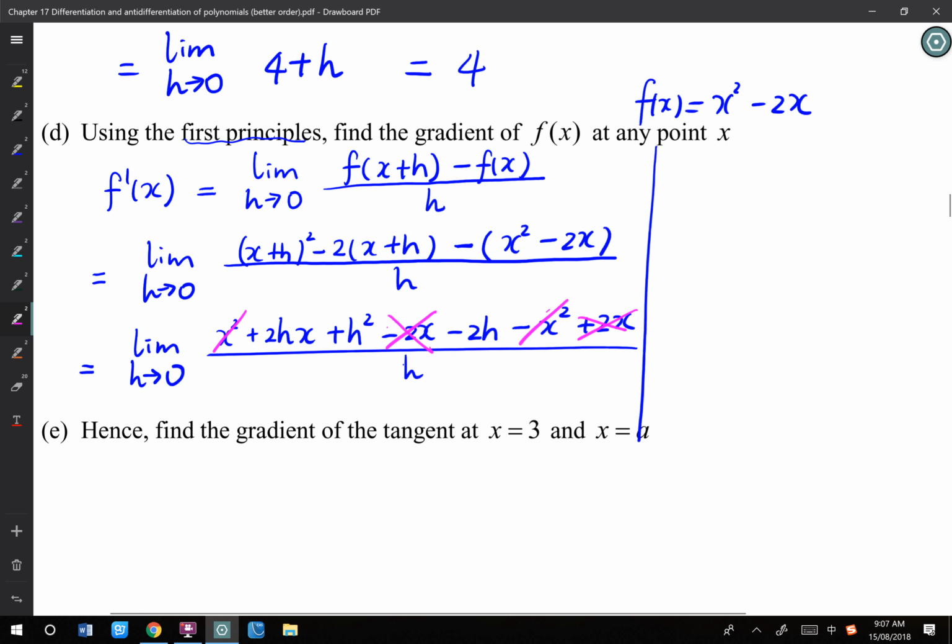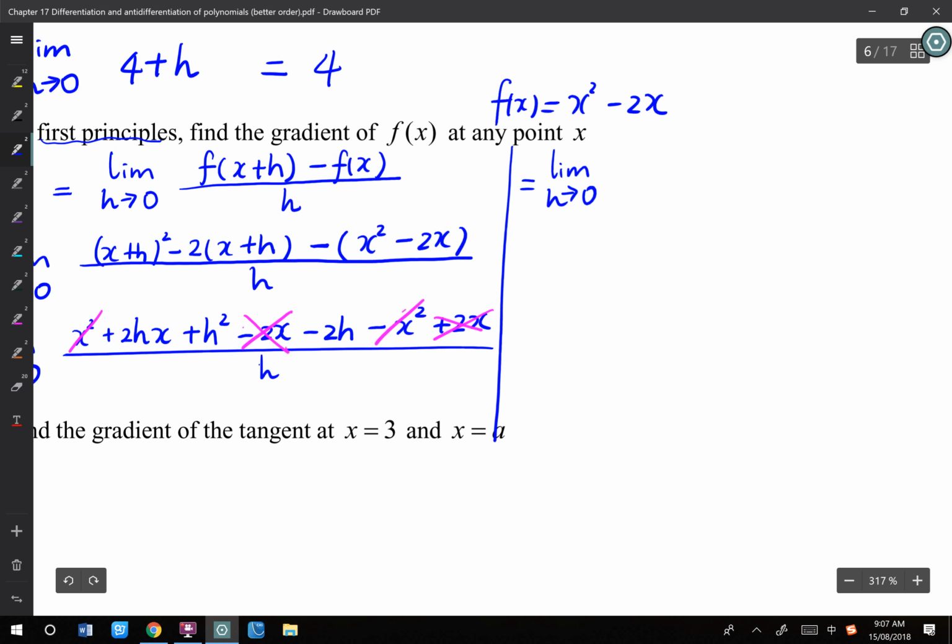So what I have on top is 2hx plus h squared minus 2h. That's what I have. So what I'll do is that equals the limit as h approaches 0. Factorize, take h out. I have 2x left for the first one, h left for the second one, and minus 2 for the third one. Just three terms left, and then divide by h.